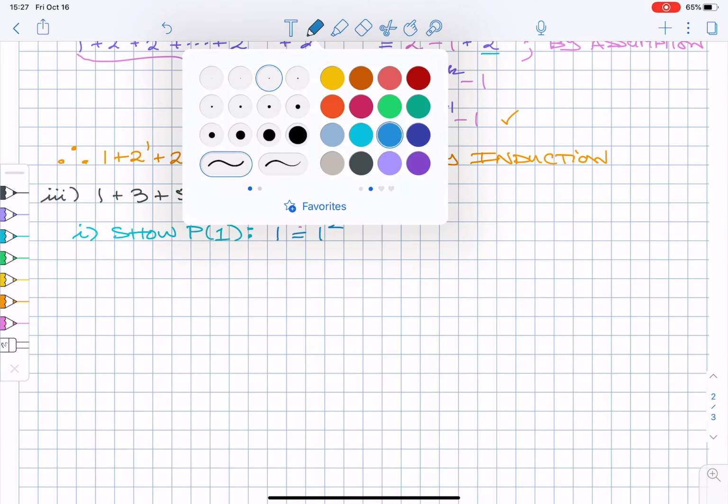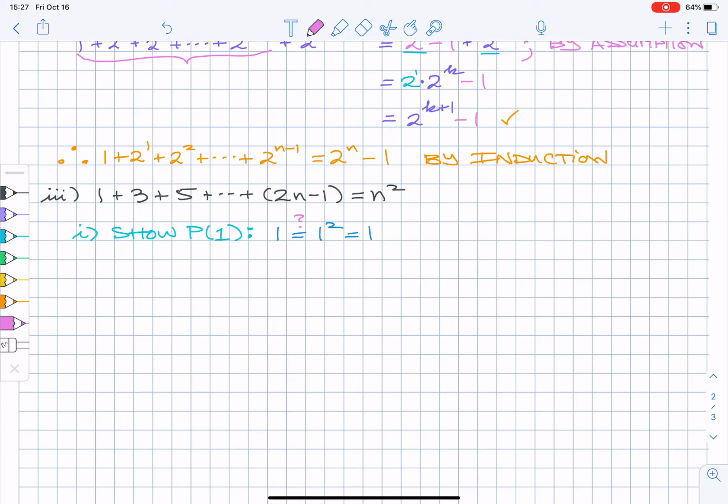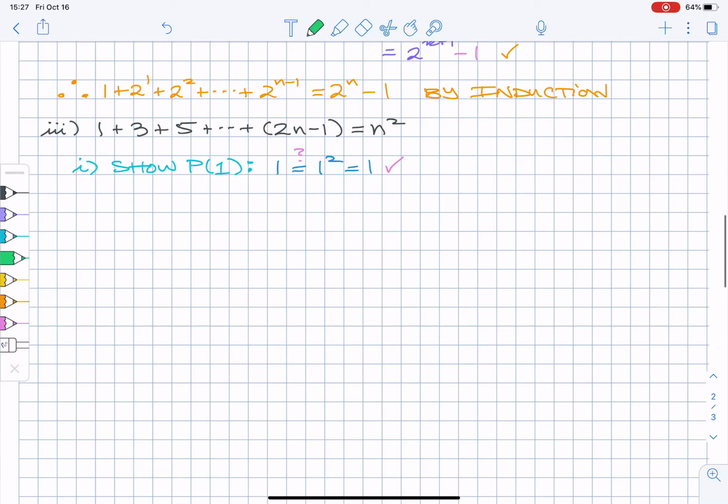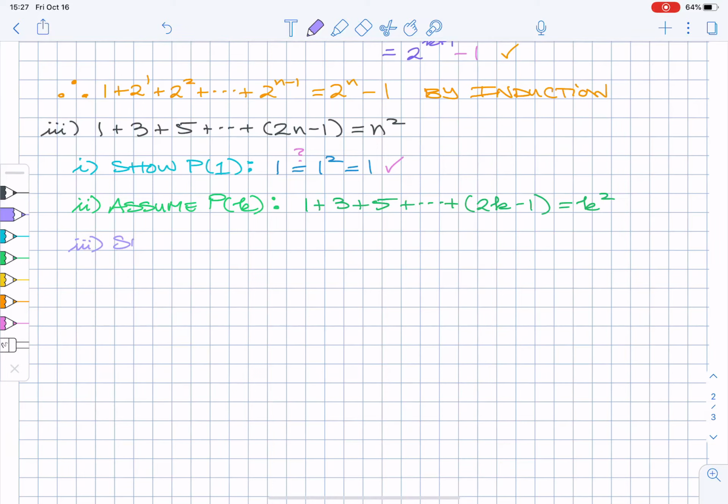Well, 1 squared is 1. So yes, it works for just 1. So assume true. So assume that p of k is true. What that means is we're going to assume that the sum of all odd numbers until I get to 2k minus 1 is k squared. So now I need to show that p at k plus 1 is true based on that assumption.